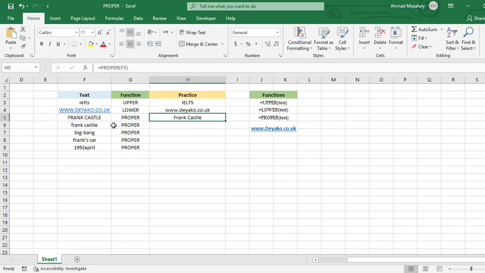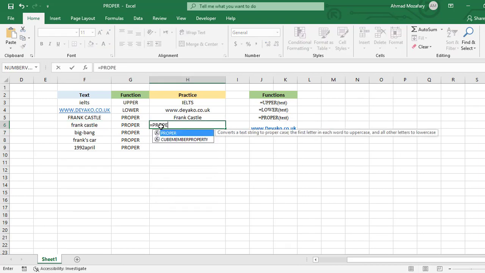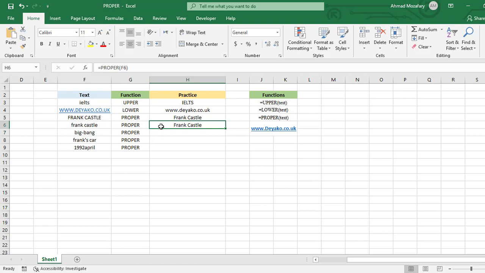Doesn't matter if the whole letters are capital or lowercase, the proper function always does the same thing. Capitalize first letters and convert the rest to lowercase letters. Next one, it's the same name, Frank Castle, but all the letters are lowercase. Let's try it. Proper. F6 and done. Same result.